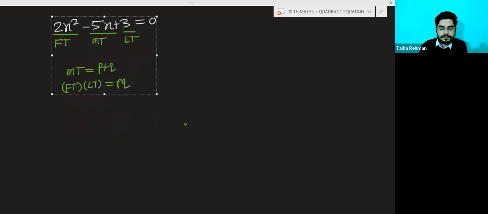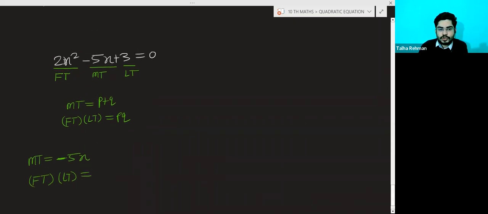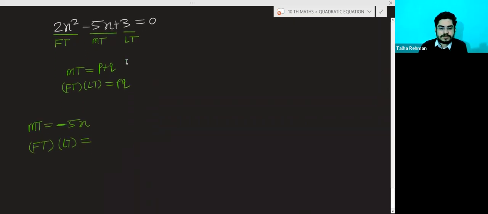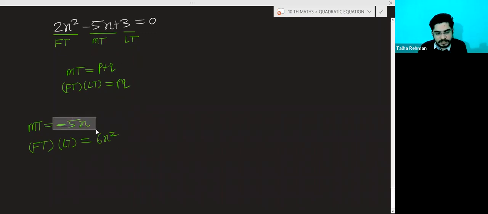See, what is the middle term here? Middle term here is minus 5x. And what is the product of the first term and the last term? 2x square multiplied by 3, 6x square. So you have to split this middle term so that when you multiply those splitting numbers, you will get this 6x square.